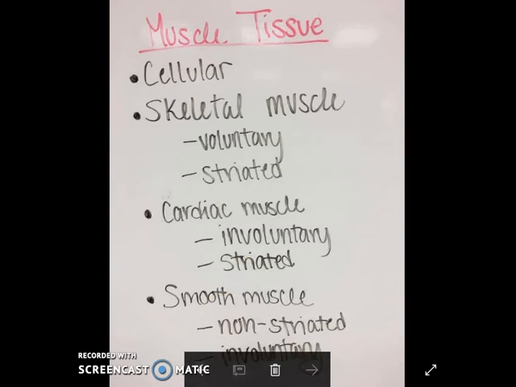So I'll go ahead and move along to muscle tissue. So this is cellular, just opposite of the connective tissue. So this has lots of aggregations of cells. There are three different types of muscle tissue that we'll be talking about. We have skeletal muscle, cardiac muscle, and smooth muscle.